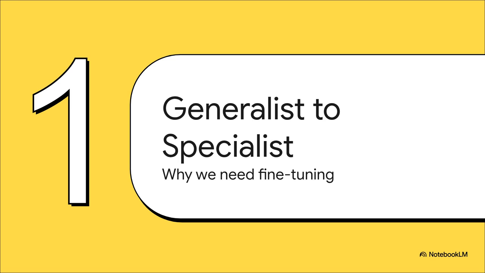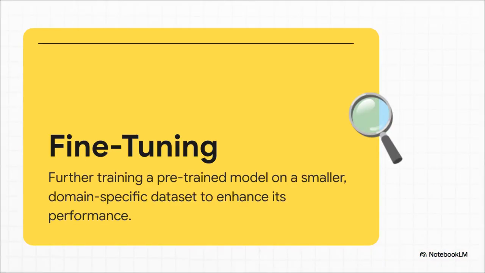The big question is, why bother? Why do we need to take this AI that already knows so much and give it this specialized training? Okay, so picture this. A base large language model is kind of like a genius who just graduated from a top university. It has this huge amount of general knowledge. Fine-tuning? That's its specialized, on-the-job training. We take that powerful pre-trained model and just continue its education, but this time on a much smaller, super specific data set to turn it into an expert.